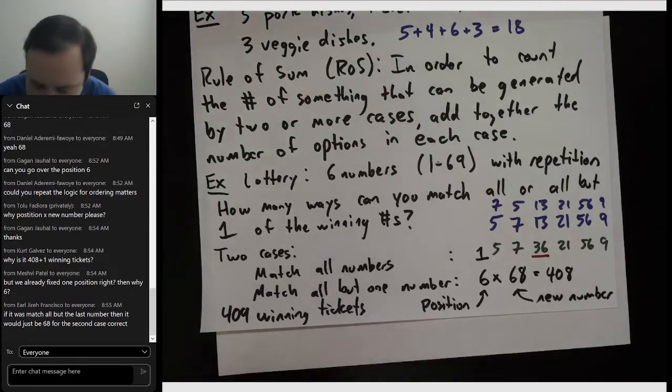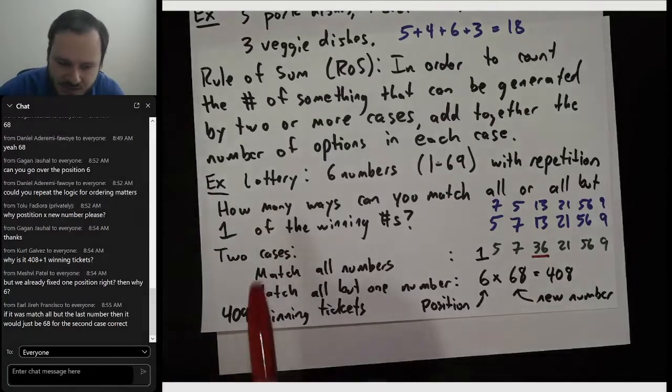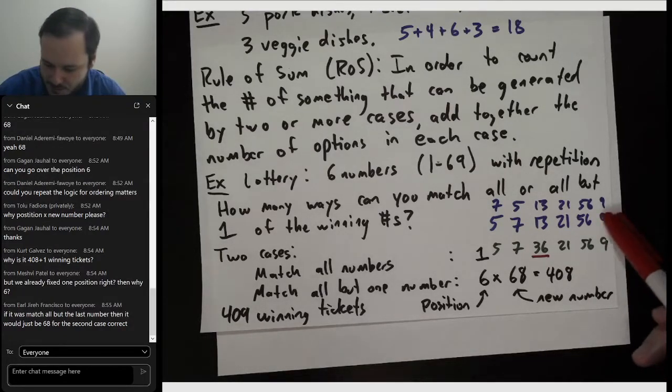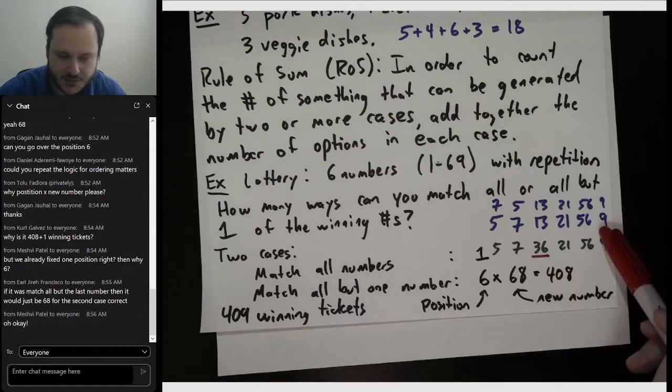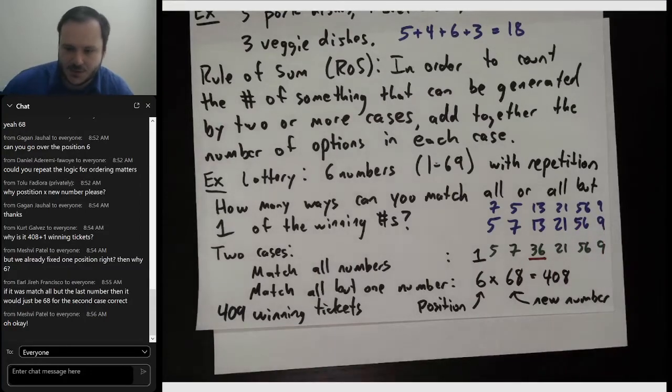Yes, if there was a different lottery. If it wasn't, you just have to match all but one. If it was more specifically, you have to match all or all but the last number, then you would only have 6 to 8 options, because it would be only this 9 that you are allowed to change. But here I'm allowed to change any one of these numbers.